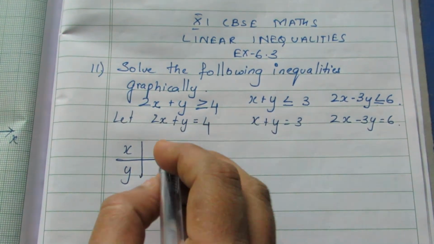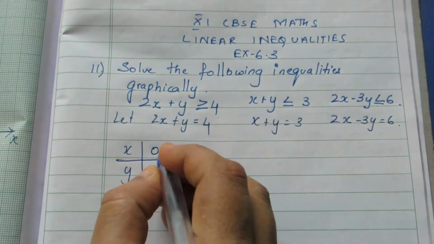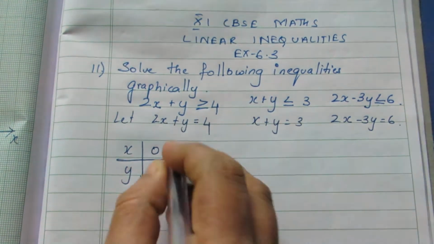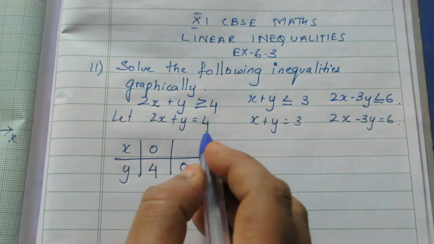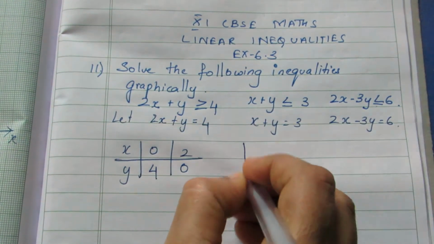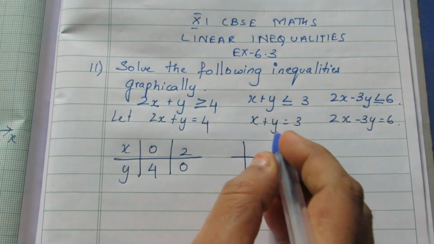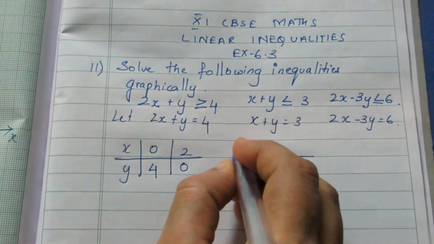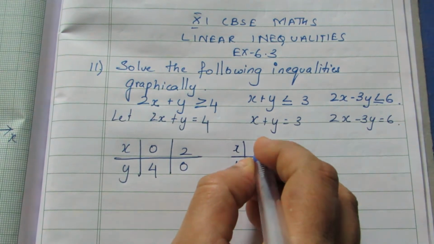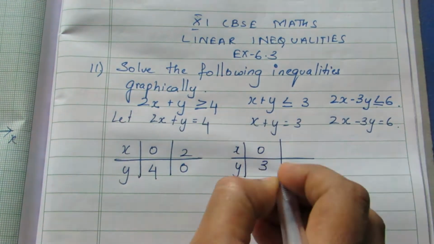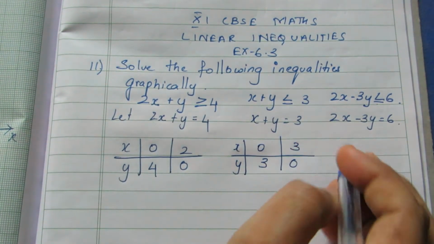If I take x to be 0, y will be equal to 4. If I take y 0, x will be equal to 2. In this case, if I take x 0, y will be 3. If I take y 0, x will be 3.